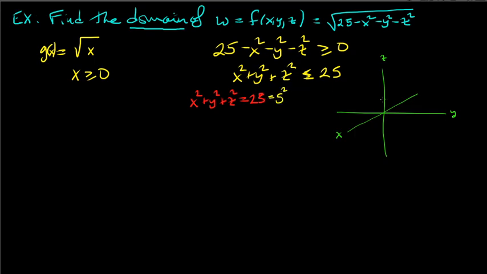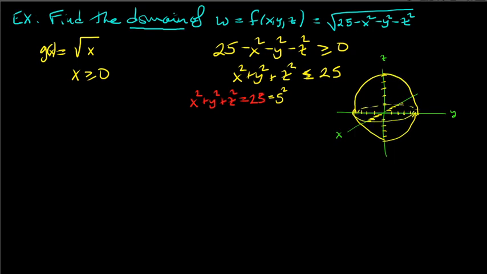5 squared. So 1, 2, 3, 4, 5. Right. Well, let's try that again. All right, a bit sloppy, but okay.